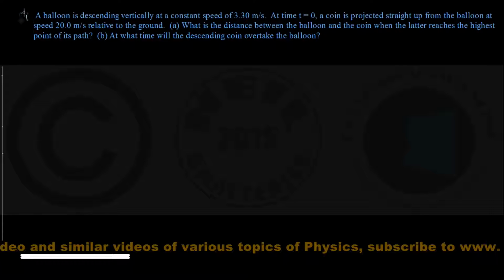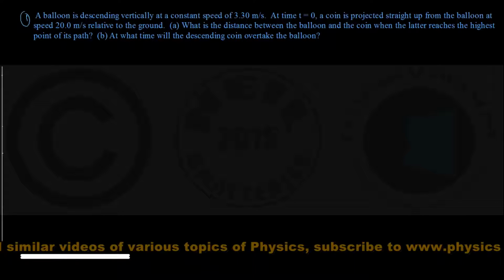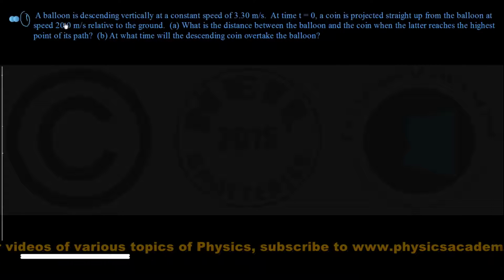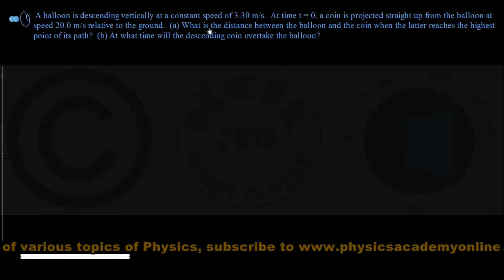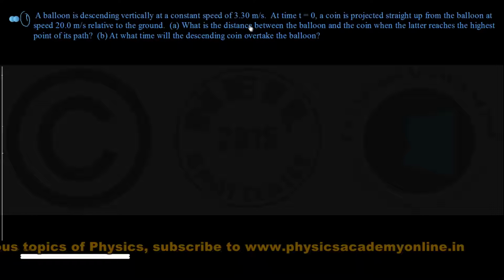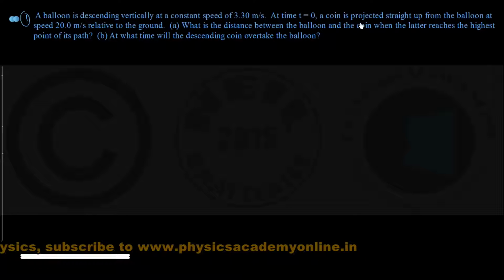Problem number 1, I put it in difficulty level 2, telling that a balloon is descending vertically at a constant speed of 3.30 meters per second. At time t equals 0, the coin is projected straight up from the balloon at speed 20 meters per second relative to the ground. Part A, what is the distance between the balloon and the coin when the latter reaches the highest point of its path? And in part B, at what time will the descending coin overtake the balloon?